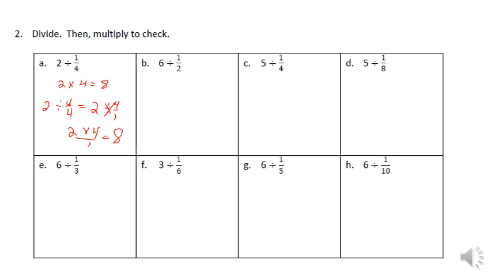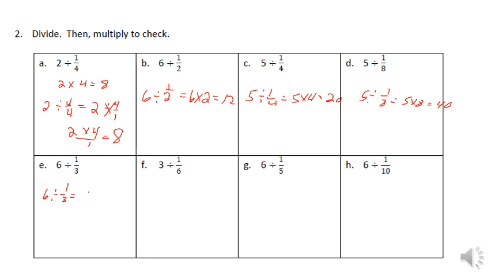So what I had the students do is that all they had to do was rewrite it. So we know 6 divided by 1/2 would equal 6 times 2, which equals 12. On this one, we'd have 5 divided by 1/4 equals 5 times 4, which equals 20. 5 divided by 1/8 equals 5 times 8, which equals 40. On 6, we have 6 divided by 1/3, which equals 6 times 3, which equals 18.